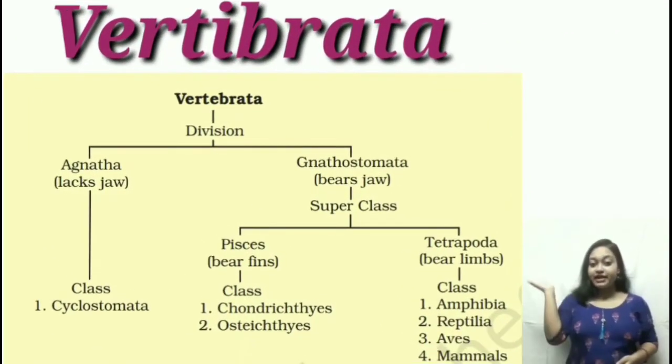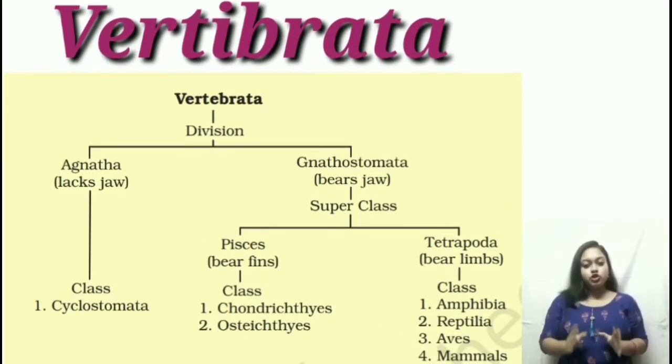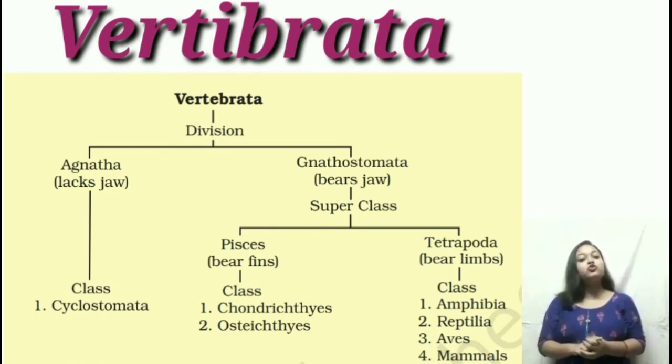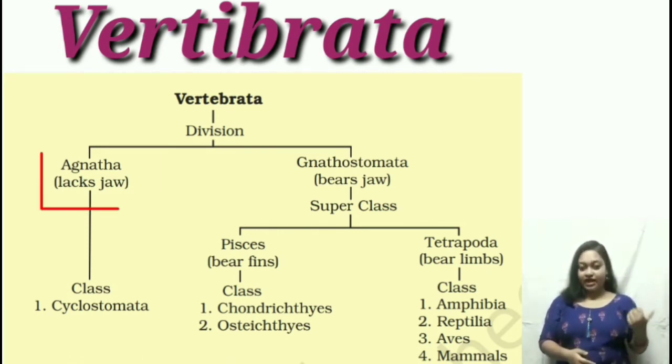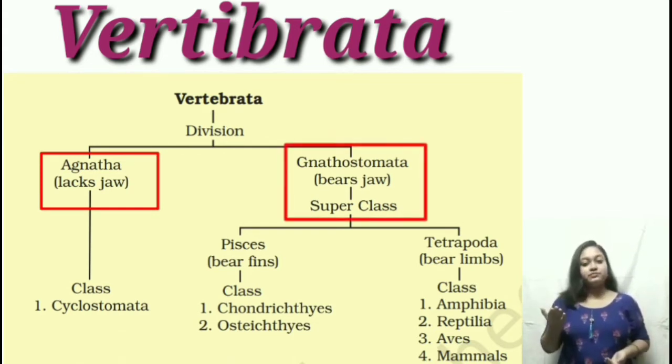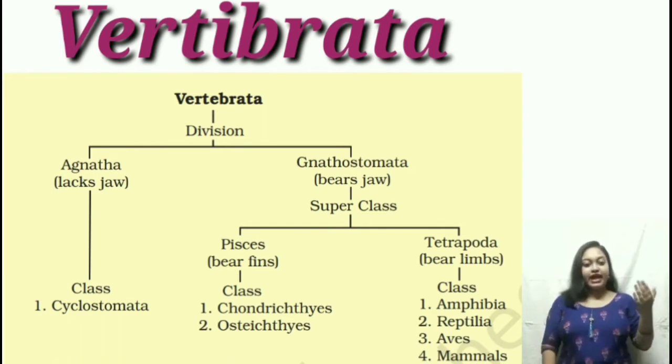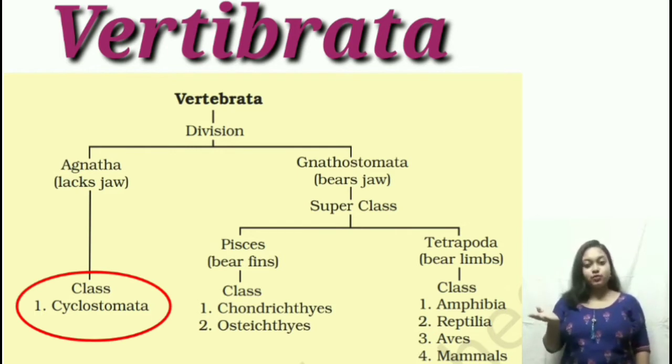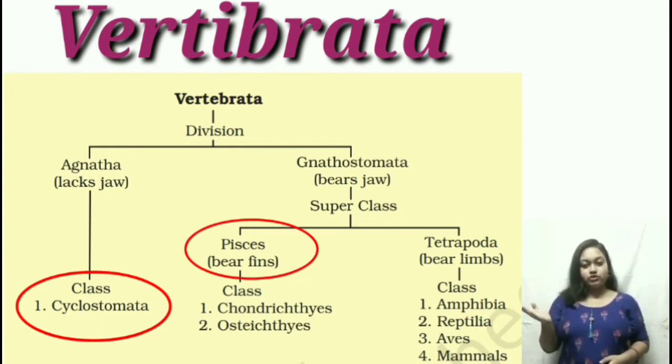Then there is a picture which shows that vertebrates are divisible into two divisions: Agnatha, which lacks jaws, and Gnathostomata, which bears jaws. The Agnatha bears one class, which is Cyclostomata, and the Gnathostomata has two superclasses, which are Pisces and Tetrapoda.